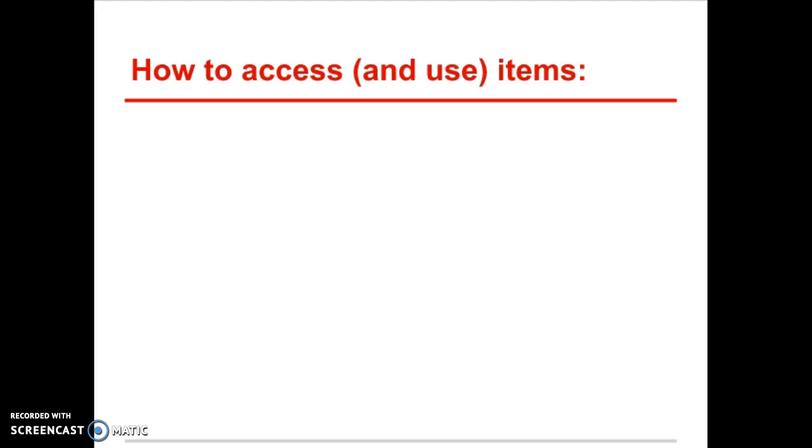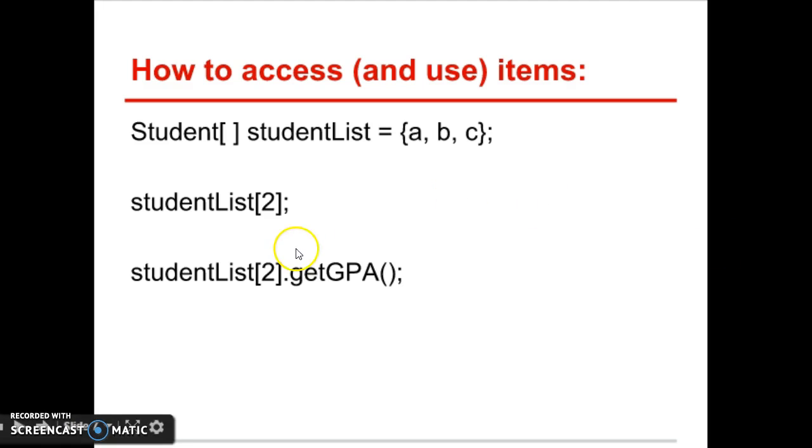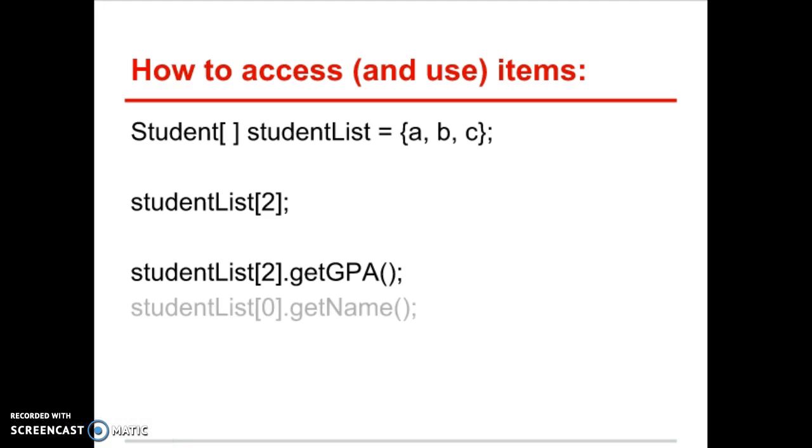So then how to access and use those items. Let's say this is my studentList, same Student objects as before. I can access studentList[2], and that'll give me that Student object at 2. If I wanted to get more information about that student, I could do studentList[2].getGPA(). So this part here is accessing a Student object for me, and then here's the method I'm running on that Student object. So I'll get that student, and then I can get the GPA from the student. I could also do studentList[0].getName(). I could get the name of the student at the 0 index.